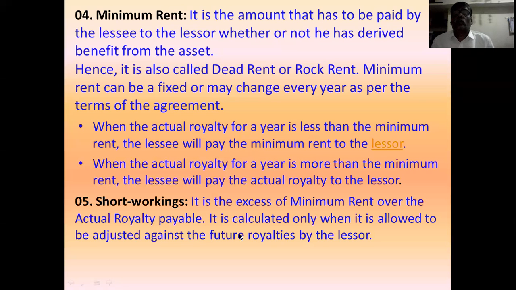The next is short working. This is the fifth point, but according to our calculations, it is the third point. Short working. What is short working? Short working is the excess of minimum rent over royalty. If the minimum rent is more and the royalty is less, the excess of minimum rent over the actual royalty is called short working.